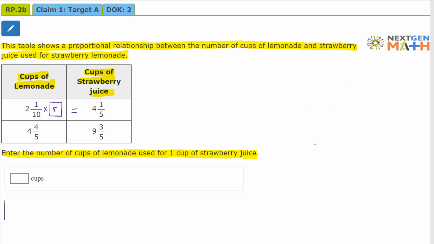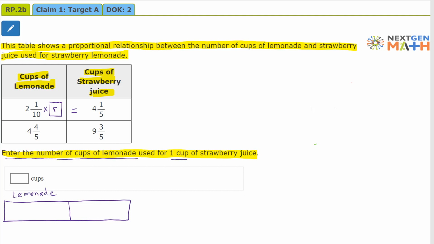So let's go ahead and extend the table. And with the extension of our table, let's read what the problem's asking for. It says, enter the number of cups of lemonade used for 1 cup of strawberry juice. So our mystery is how many cups of lemonade. But we know that if we multiply our cups of lemonade by our rate of change, it's going to be equal to 1. So let's figure out that rate of change.